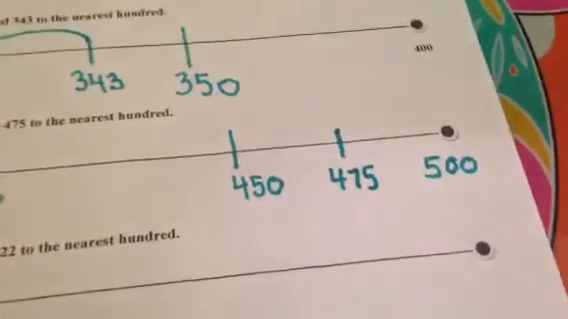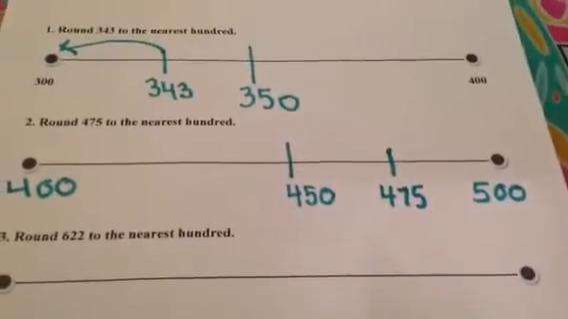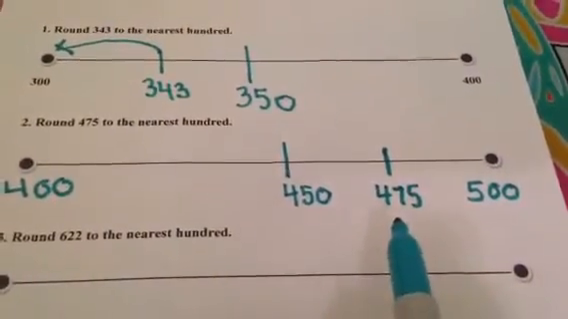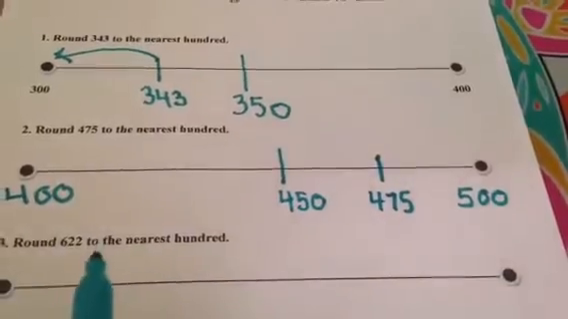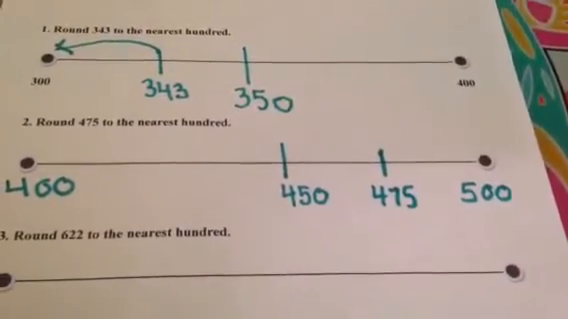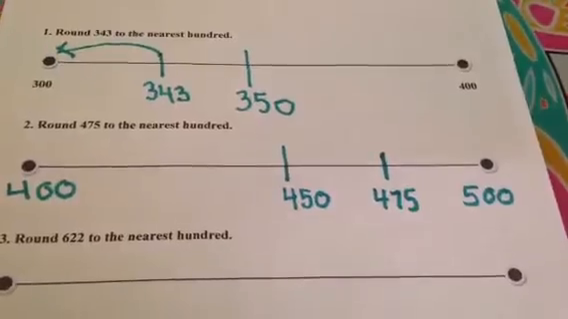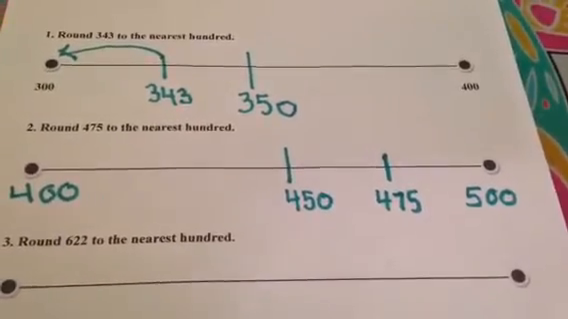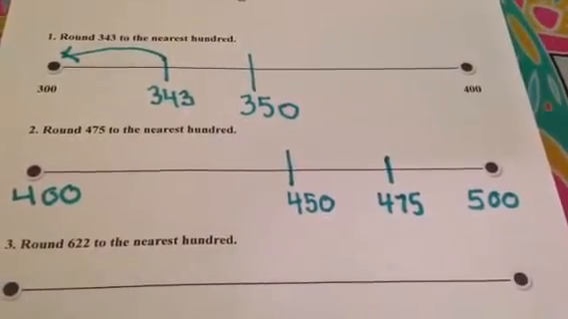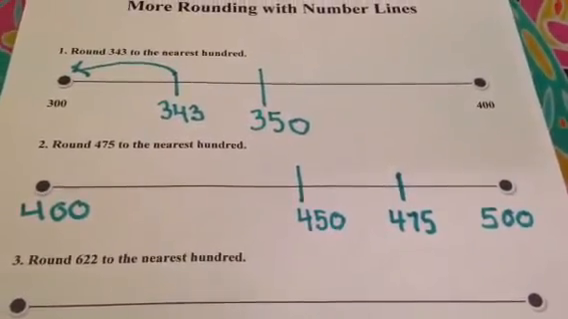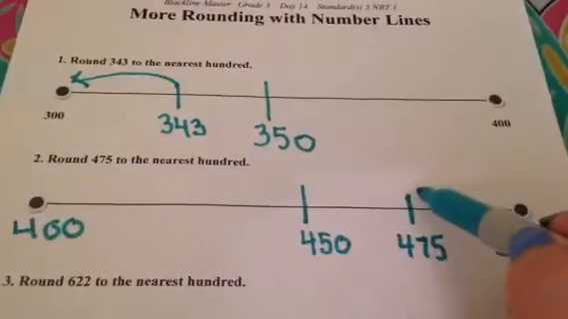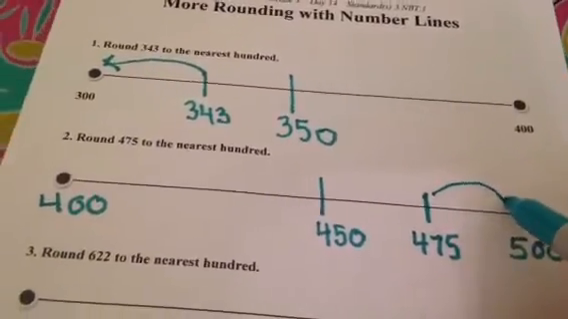475. So looking at my number line again, is the number 475 closer to 500 or 400? So I'll pause for a minute, or you can pause the video. Think about, are you going to round down to 400 or round up to 500? Great. Well, I hope you thought about it and I hope you decided to round up.